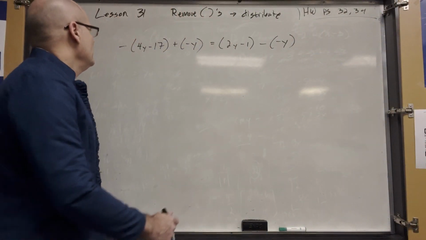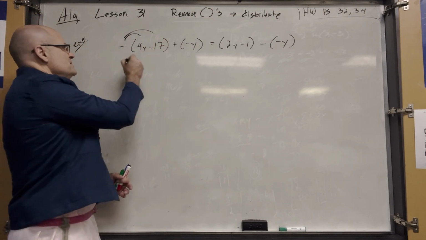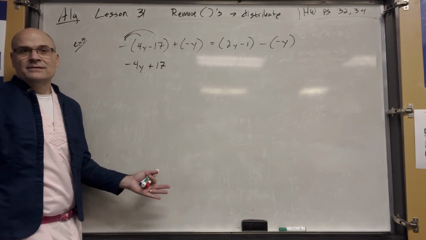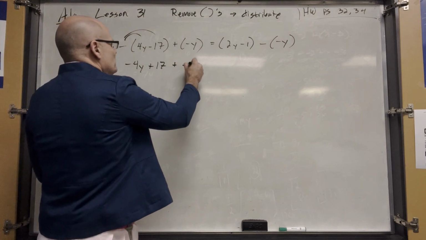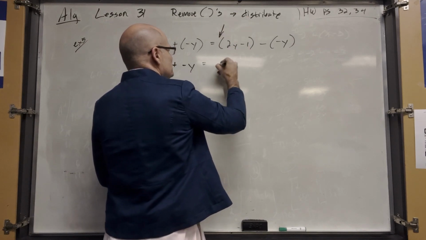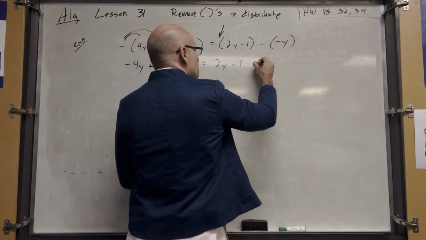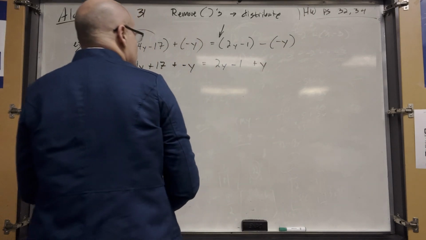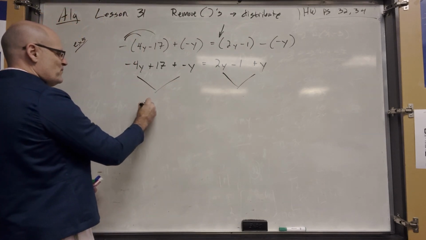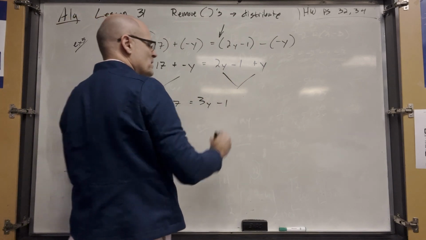Sorry. So I'm just gonna distribute that negative sign. Everybody okay with that? This is negative 4y plus 17. You see why it's plus 17? Okay. Plus negative y equals this. There's nothing being distributed here, so you just ignore it. Write 2y minus 1. Minus negative y is just plus y. All right? Combine like terms, you got plenty to combine here. You got negative 5y plus 17 equals 3y minus 1.